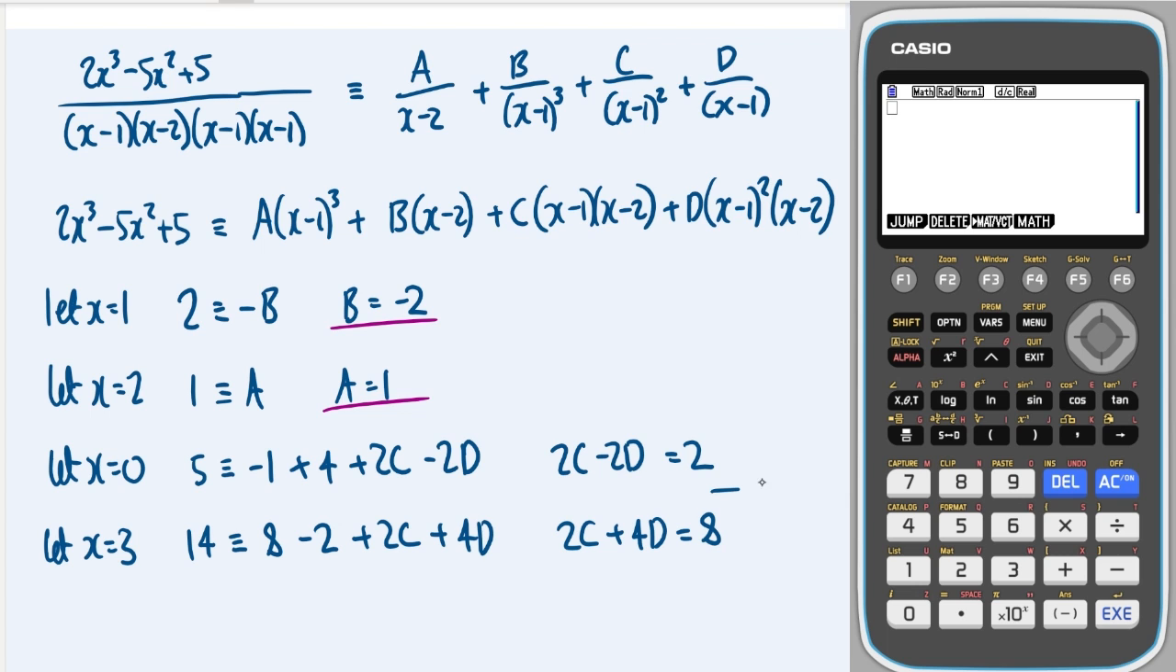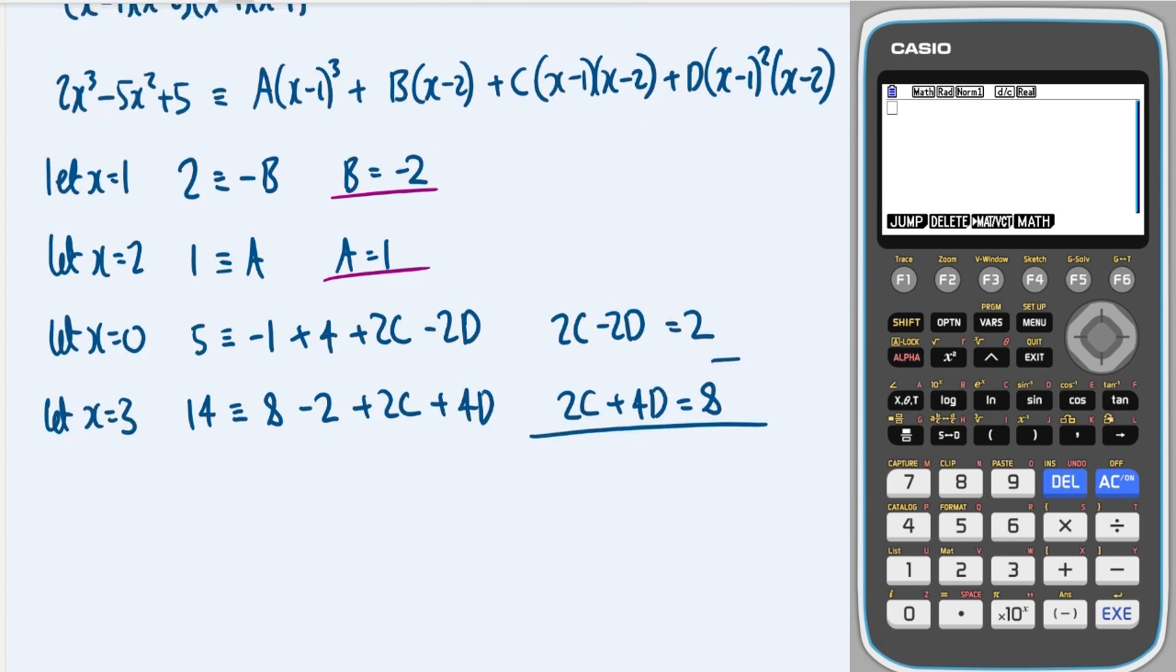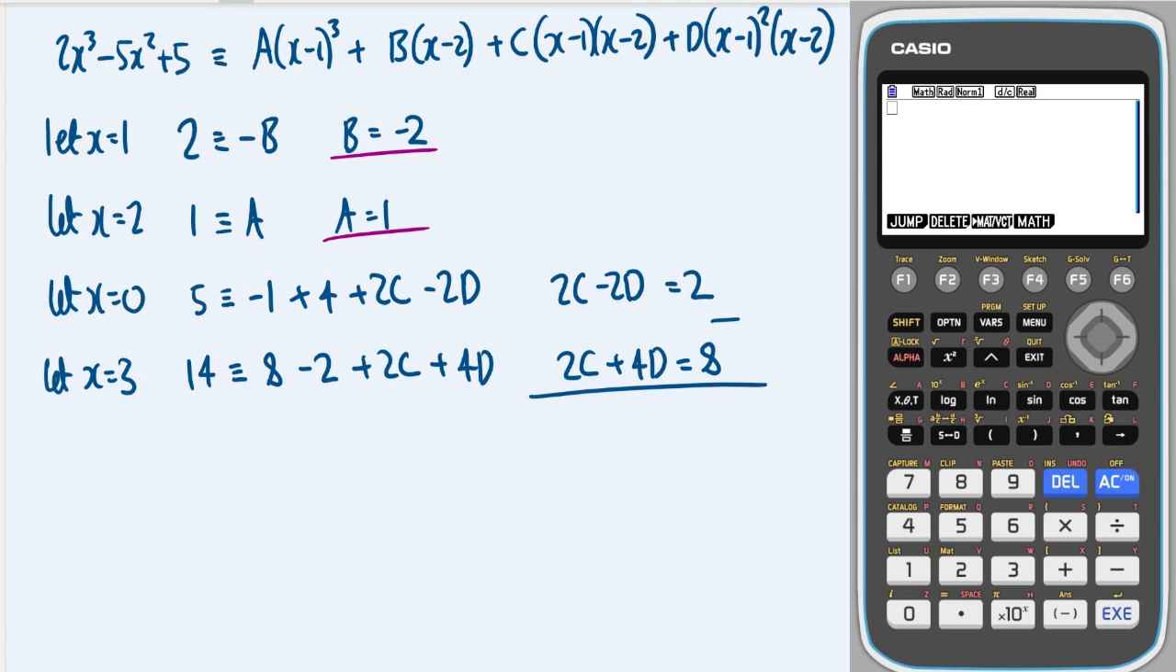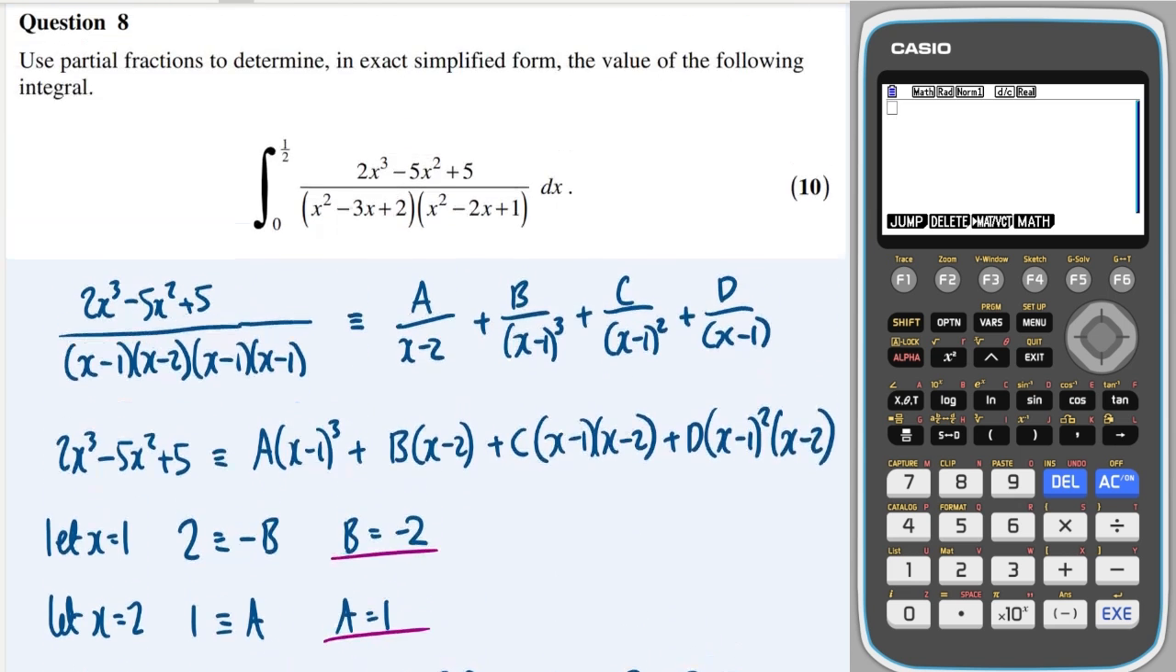Okay, so simultaneous equations. Let's subtract up, which is going to give me 4d minus 2d, so that's 6d is equal to 6, so d is equal to 1, and therefore we will get that c is equal to 2. Brilliant.